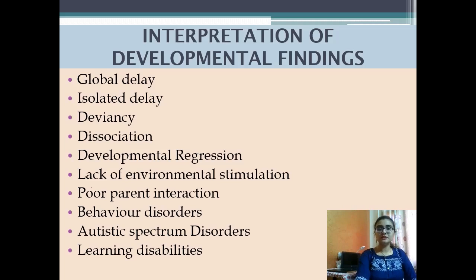Second is isolated delay. Isolated delay is something when development is related to one single skill, like skill of walking for example, or skill of speaking. If a child has tongue tie, for example, you know, tongue tie is something when your tongue is attached to the lower surface with frenulum, which is normally attached, but sometimes this frenulum is large and the tongue cannot be easily protruded out, so we cannot use our tongue properly.